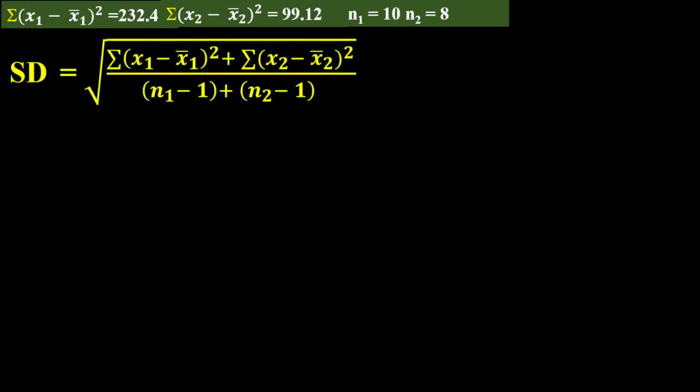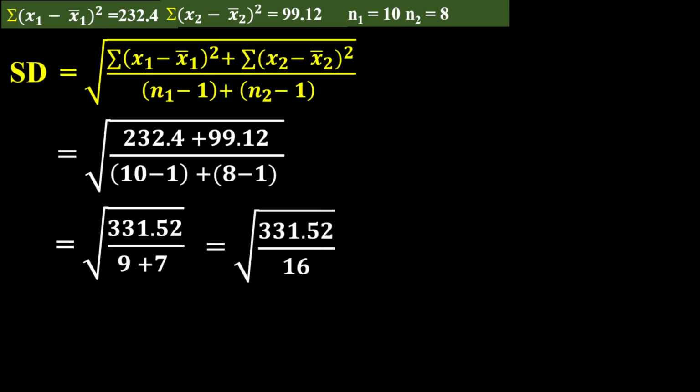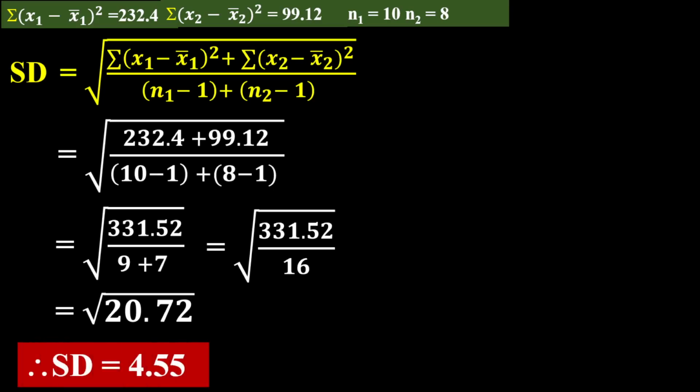For that, this formula will be used as we have discussed earlier, and we will put all the values in the formula, and after solving it, we will get at last under root 31.52 upon 16, and that will give under root 20.72, and the square root of 20.72 is 4.55. That is the standard deviation, the combined standard deviation.